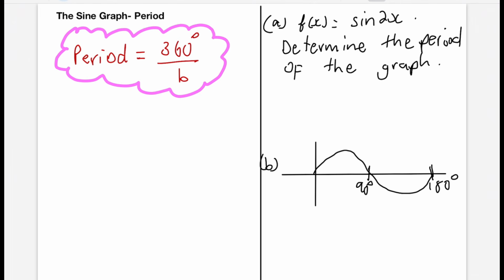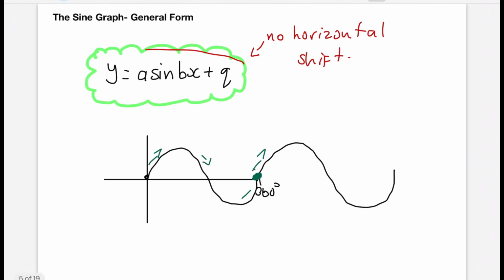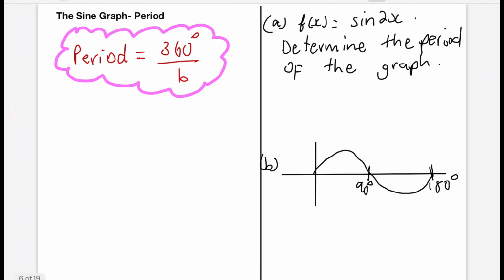Great. In A here, we've asked f of x is equal to sine 2x. Now that means that the value of a there is 1. The value of q here is 0, right? And the value of b is 2. You will remember that the general form is a sine bx plus q. If we have a b of 2 and we're trying to determine the period of the graph, well, remember that the period is always equal to 360 degrees over b, which in our case would be 360 over 2. So the period of this graph would be 180 degrees because 360 divided by 2 is 180.